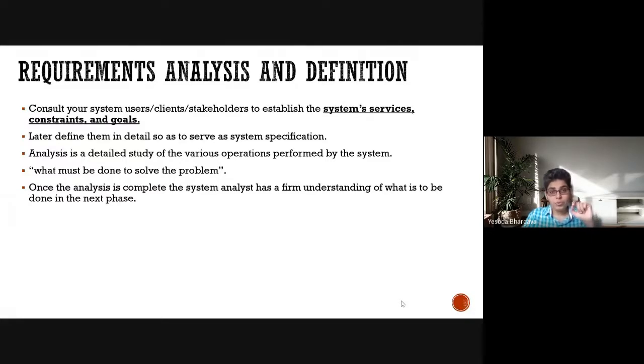So you need to talk to these people. You need to consult the system users, clients, and stakeholders to establish the system services, basically a better knowledge about what services are expected, the constraints related to those services, and the final goal.